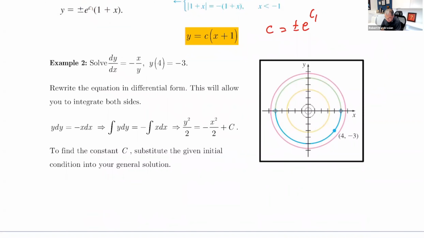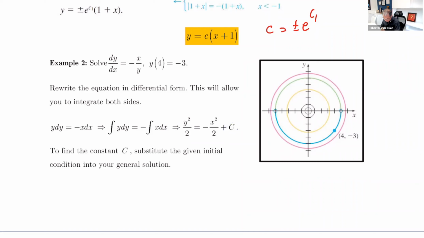Next example, dy/dx equals -x over y. Here you're given an initial value because we want to know what the constant is, the c. So again, separate the variables. You can cross multiply, you get y dy equals -x dx. Take the integral of both sides. The integral of y dy is y squared over 2, and the integral of x dx is x squared over 2, but there's a negative sign, and of course plus c.